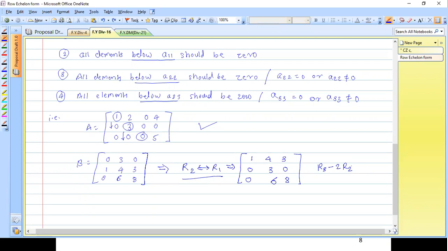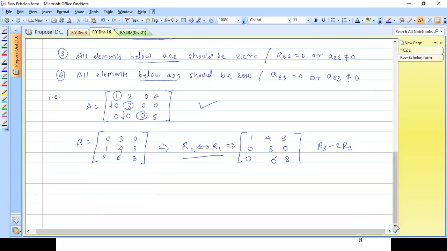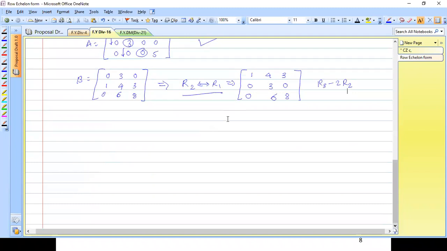So if I use this operation, my resultant will have a change in R3 only. So no need to write down changes in R1, R2. R2 is 0, so ultimately this will become 0. Here 6 minus 3 times 2 is 0, and 8 minus 0 becomes 8. So now is it in echelon form?